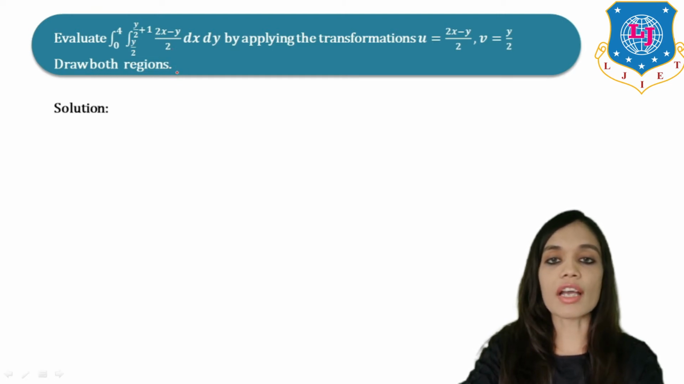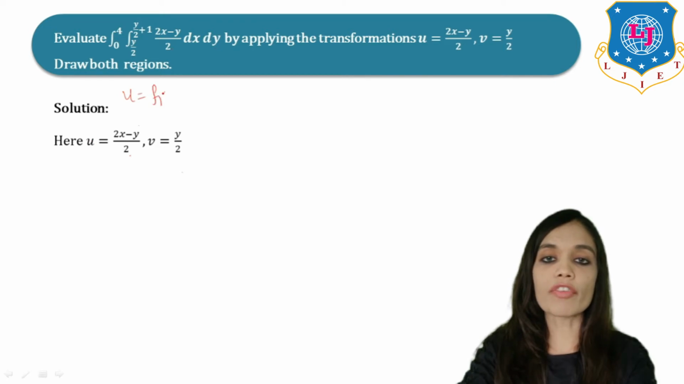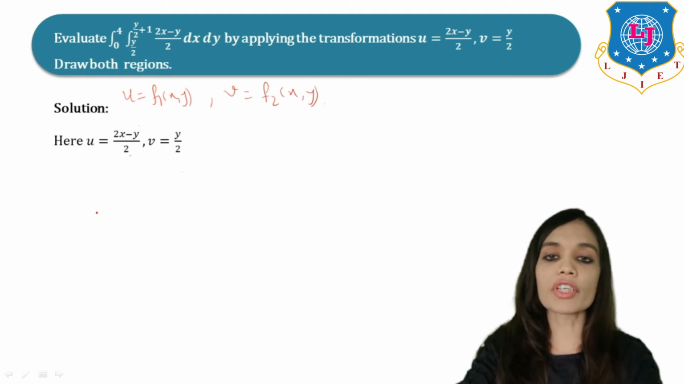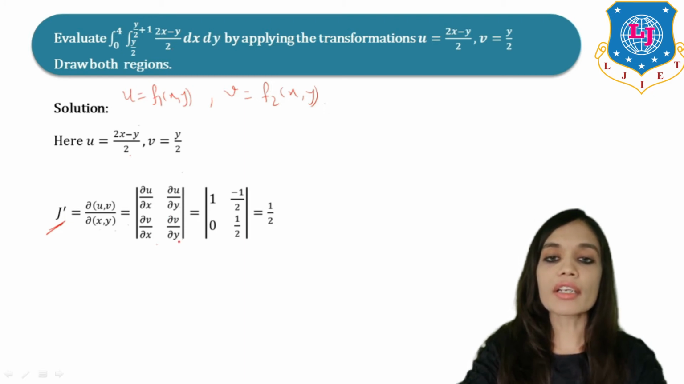Okay, so now let us start with the solution. You are given u as 2x minus y upon 2 and v as y by 2. So you are given it in the form u equals f1 of x, y and v as f2 of x, y, right? So what do we need to find? We need to find our J dash, that is equal to del of u, v upon del of x, y. That is written as the determinant of del u by del x, del u by del y, del v by del x, del v by del y.